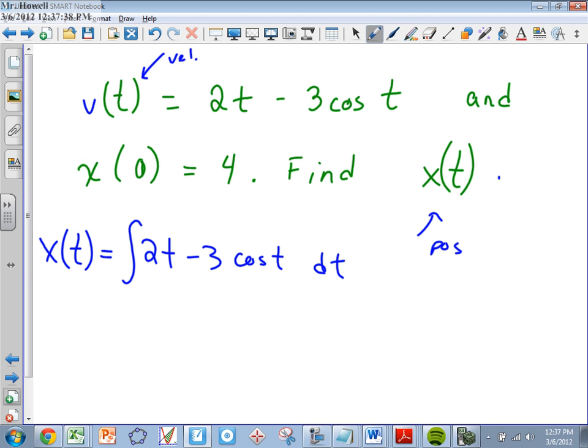If you don't have a dt, I don't know that t is the independent variable now. X could be the independent variable, g could be, f could be anything, right? This tells me what the variable is I'm looking to integrate. So integrating 2t, which I keep doing that.